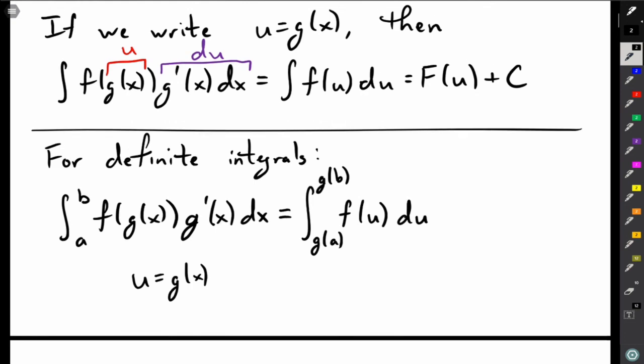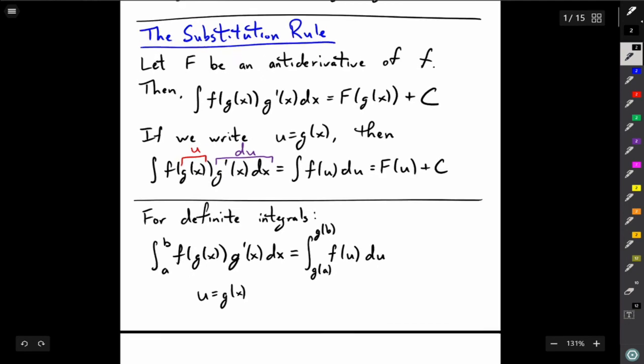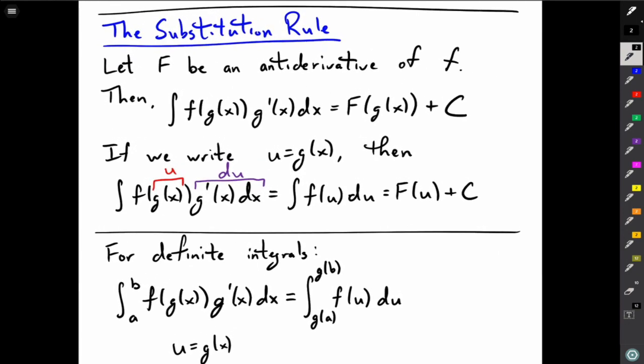All right? So we'll see how this works in a couple examples after this. But this is one of the big two rules for integration right here. We have the substitution rule, which is undoing the chain rule. And then we'll talk later on about the next rule, which is undoing the product rule.